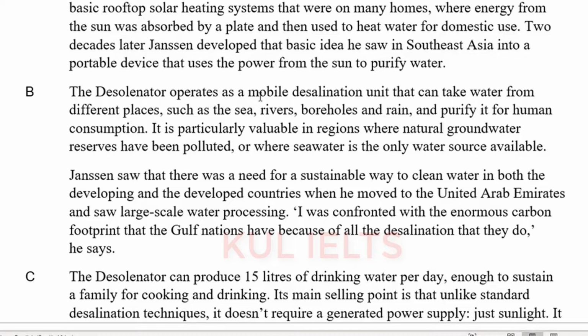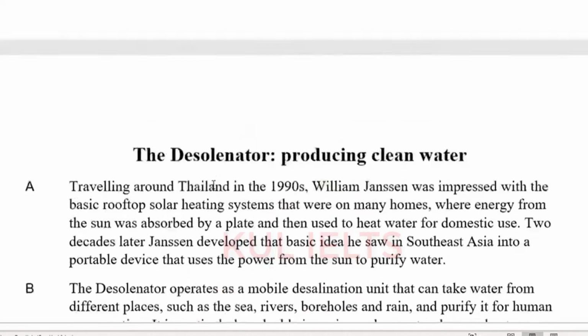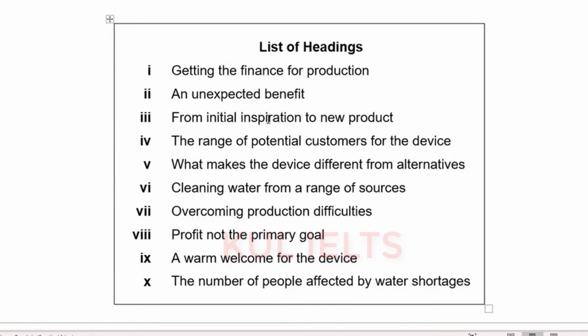The Desolenator operates as a mobile desalination unit which can take water from different places. Water from different places. You see, I've often said this, end of the first sentence or end of the first clause is important information. So you've got to be looking at the ends of the clause, and very often important information is there. So this is a very important word, from different places. Such as, okay, that's just examples of different places. And take the water from different places and purify it for human consumption. So probably human consumption is also important. From different places, purify for human consumption.